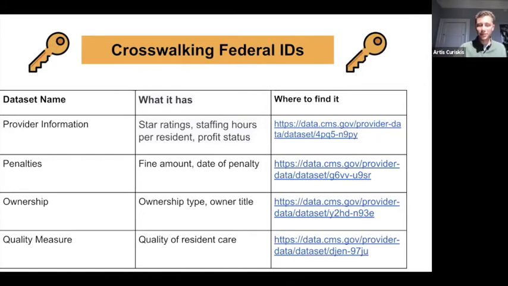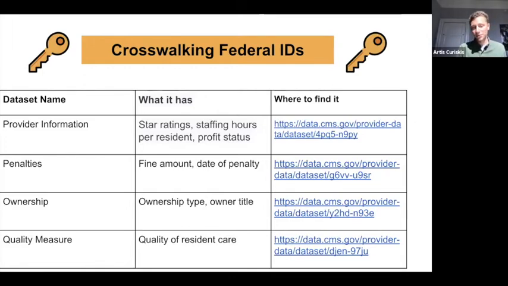You can look at penalties. I will say that if facilities did not report data to the CMS, they would get fined as well. So there were consequences for not reporting, but it's not entirely clear which facilities were penalized for this and how that worked out. Then you can look at ownership.